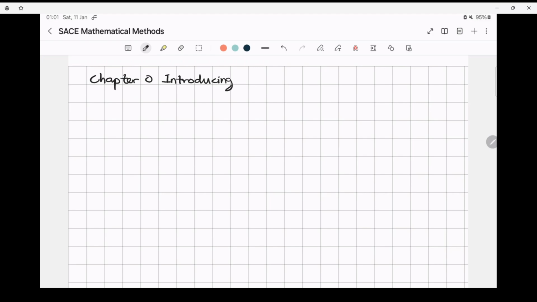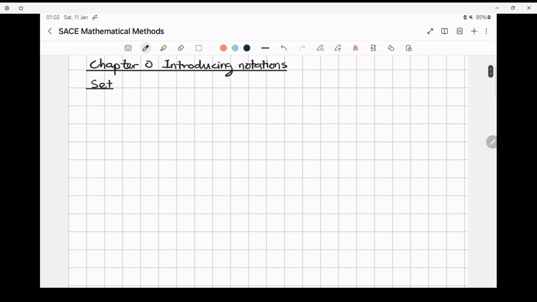So we will introduce some notations. Let's begin with the first definition that we have. What is a set? A set is basically a group of mathematical objects with the same property.